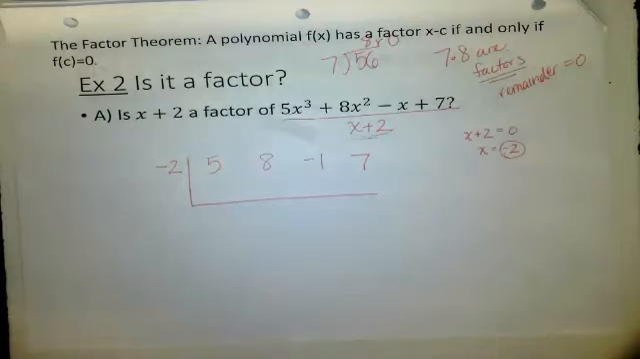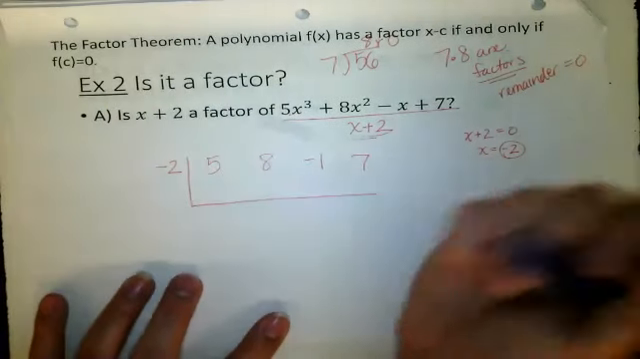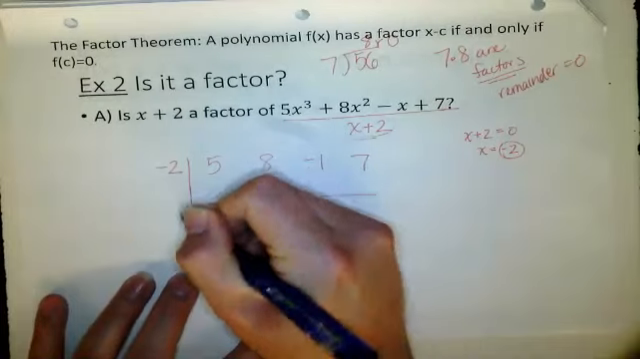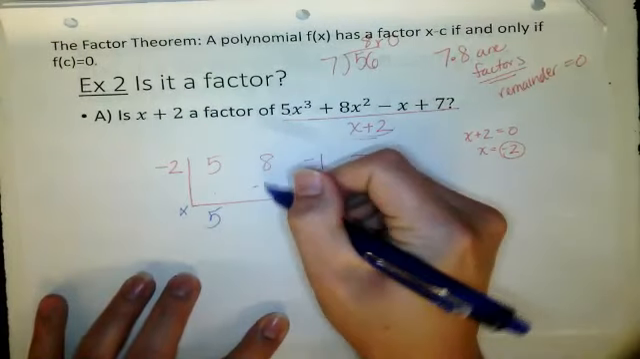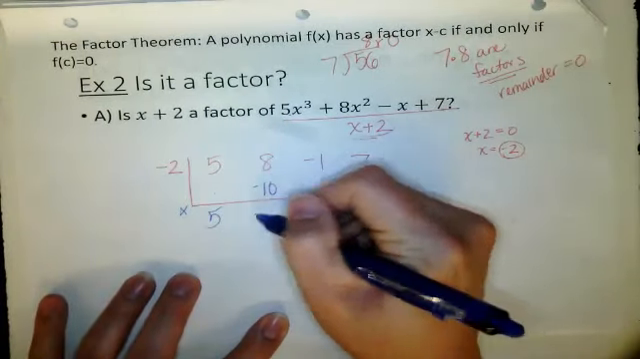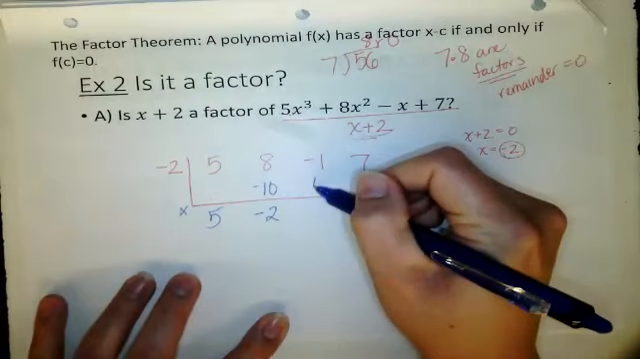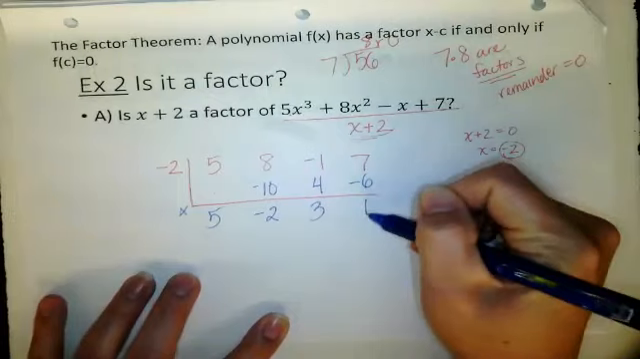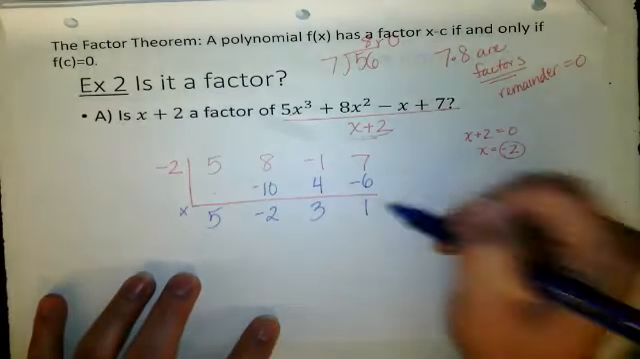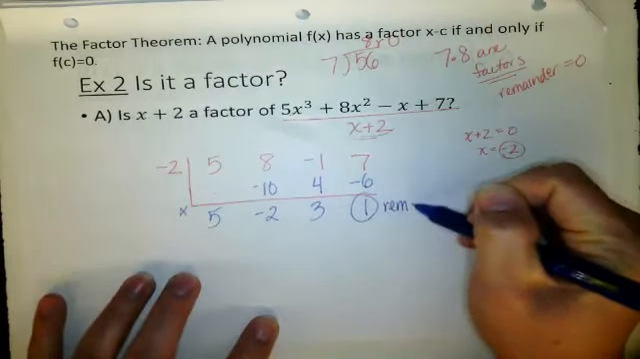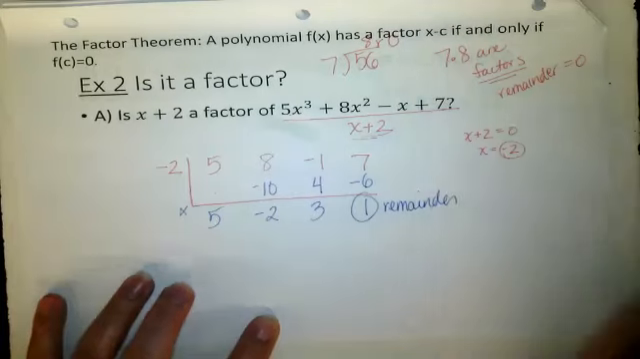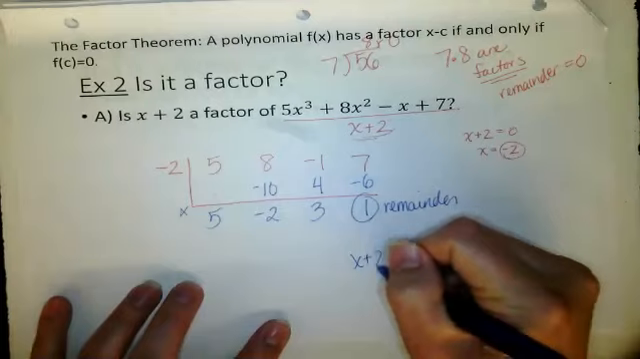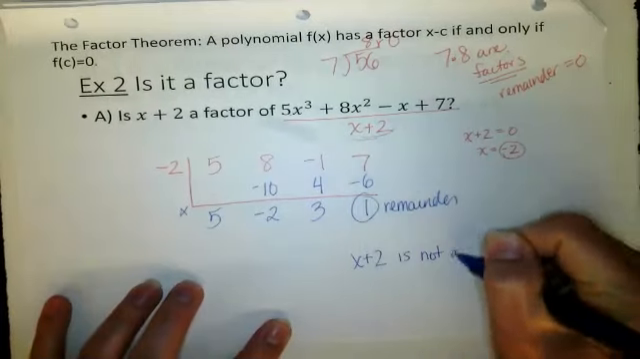And we can do our little synthetic. 5 plus nothing is 5. Multiply, we get negative 10. Negative 2. 4. 3. Negative 6. 1. Remainder 1. Is it a factor? No. X plus 2 is not a factor.